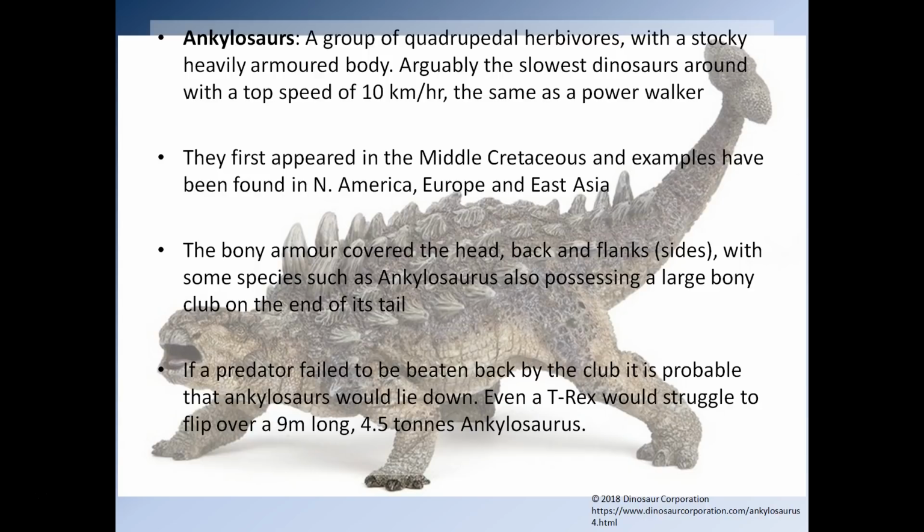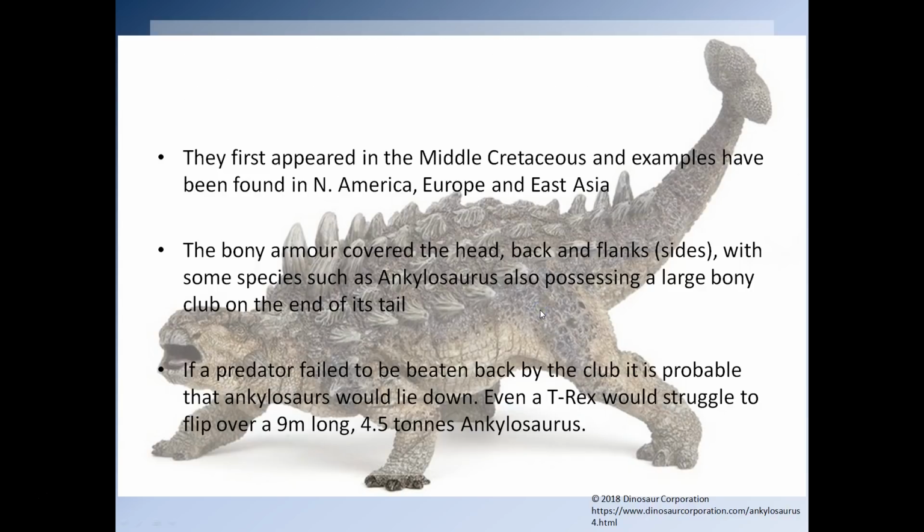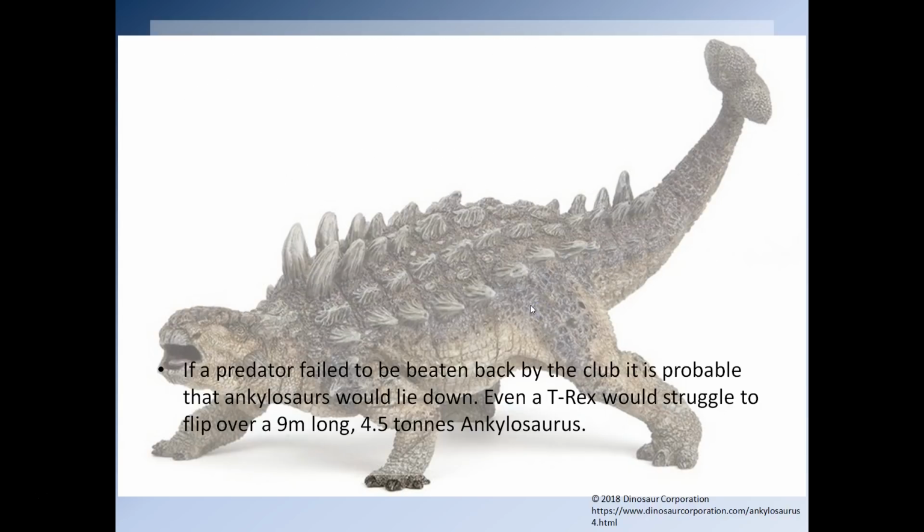So the body armor consists of a very, very thick leathery/bony hide, and this covers the head, the back, and the flanks of the Ankylosaurs, so the sides, and some species of Ankylosaur also possess a large bony club at the end of the tail. So I'm actually just going to get rid of these, and you can kind of see this design here. So here's the dinosaur itself.